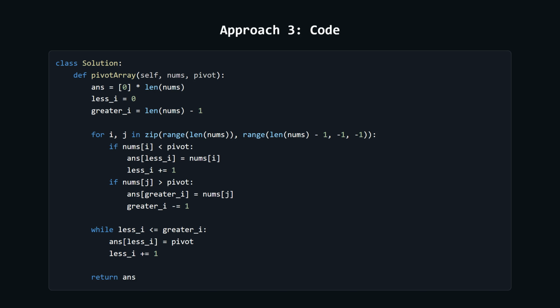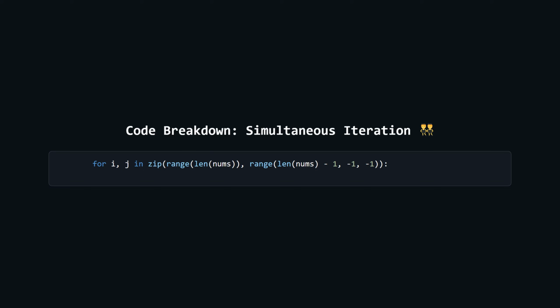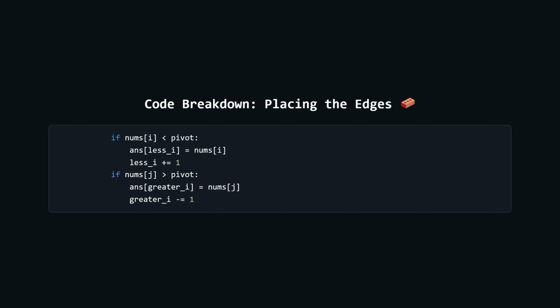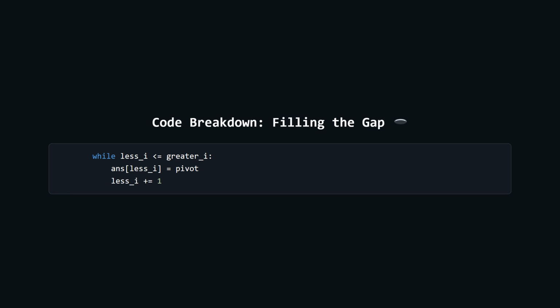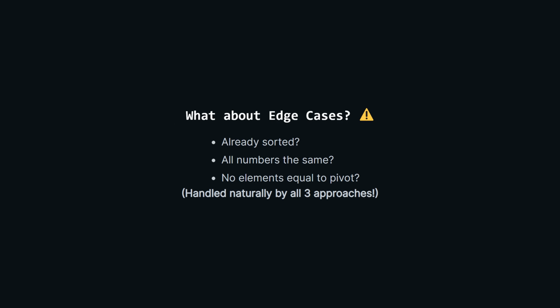Here is the clever code for the 2-pointer method. Notice this loop. It zips together a forward index i and a backward index j, so we traverse both ways at once. If the number at the forward index is small, it goes to the left side. If the number at the backward index is large, it goes to the right side. After that loop finishes, any empty spots left right in the middle of our new array are simply filled with the pivot value.